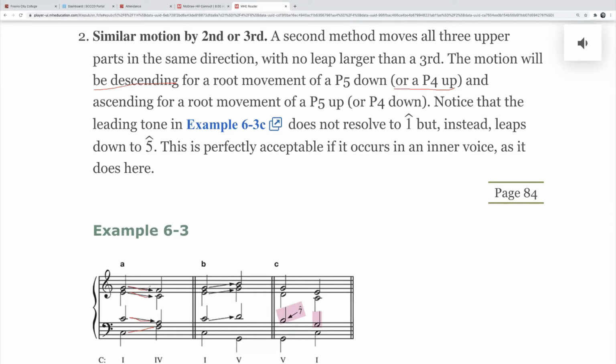Questions on that? All right, in the next example in B, we have a perfect fourth down. And according to that, when we go down a fourth, all of our motion up top should be ascending. Are you with me? So soprano moved up by skip, alto moved up by skip, tenor moved up by step.